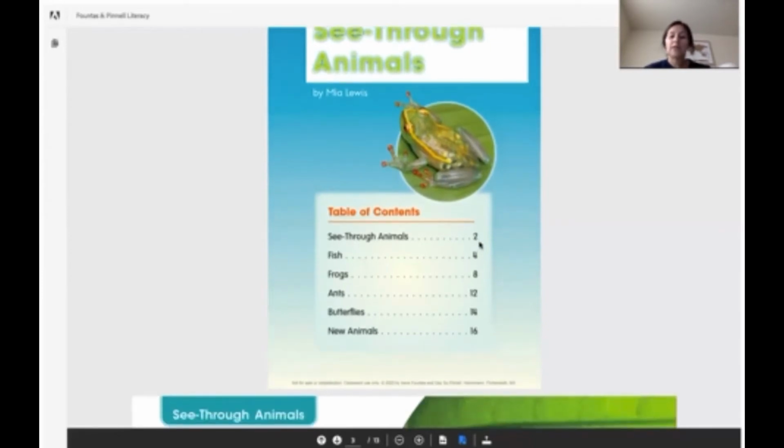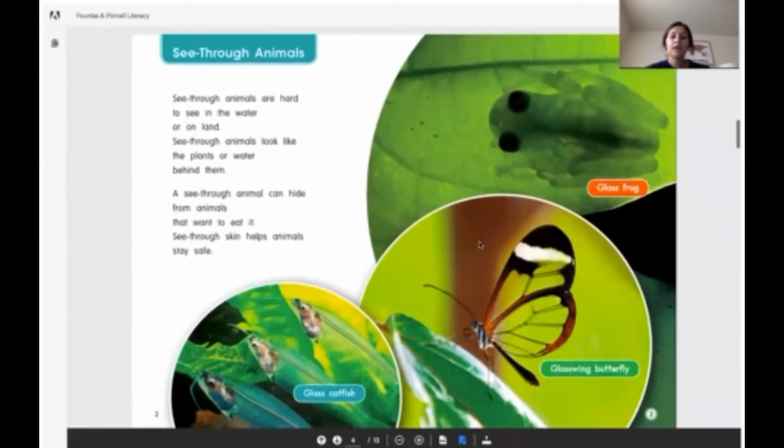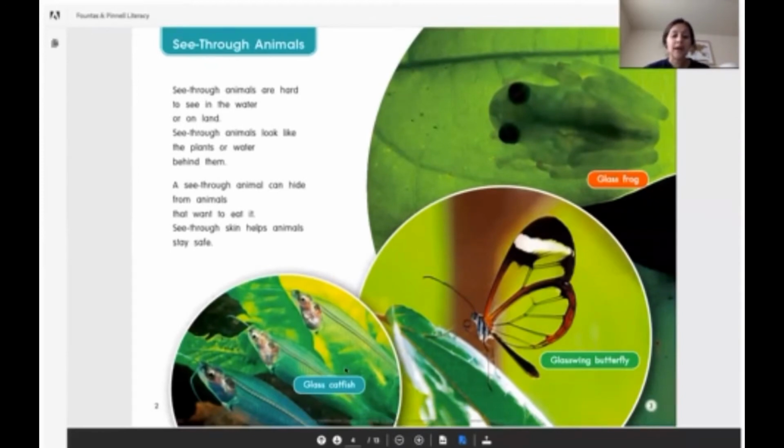I'm going to start by turning to page 2. You'll notice on this page, what do you see by all of these pictures? You see the words that tell us what the name of these are, right? This is called a glass frog, a glasswing butterfly, and a glass catfish. These are all labels. It's important that when we turn to the next page, we always read the labels because it's helping us learn more about the story, about the nonfiction, because we are learning information about animals that are see-through right now. What's a word do you see in each of the names of these animals?